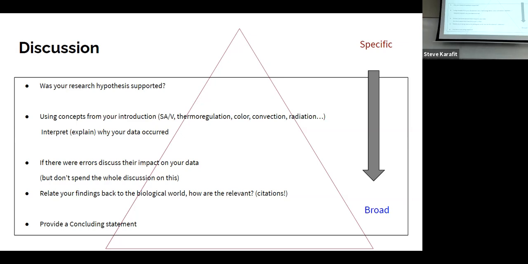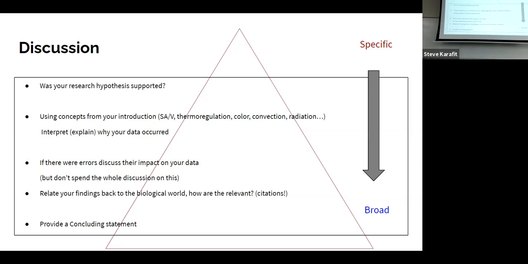So this one goes from specific to broad, meaning you start with my hypothesis was or was not supported. And then you might explain that a little bit. Don't just say it was or wasn't and then go, like, well, what do you mean? Why? Explain. Then using those concepts from your introduction. So when you did the introduction, you had to give background. And you had to pick what background was important for the reader to know to understand your paper. So this is where you take that background and your data and you make sense of your data.